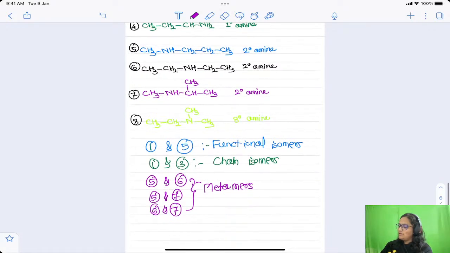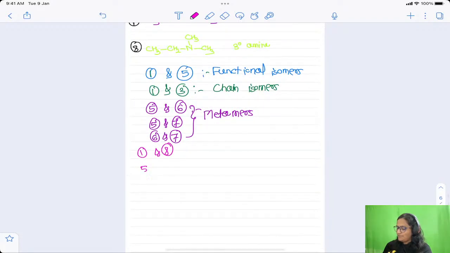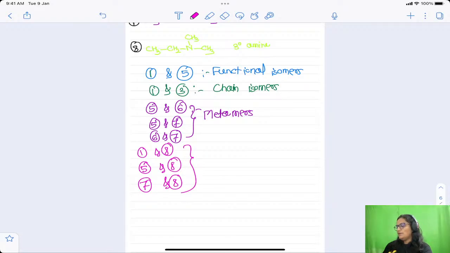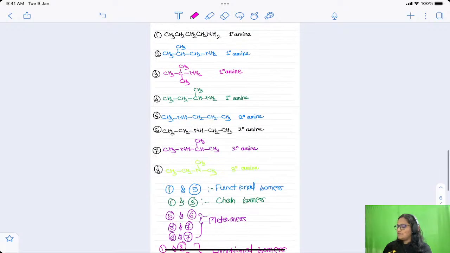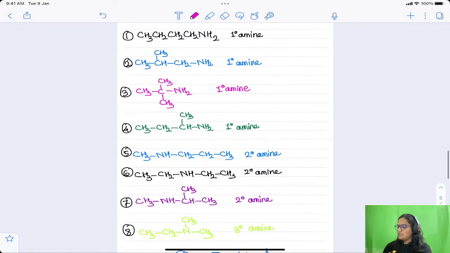If they ask about the relationship between, for example, structure 1 and 8, or structure 5 and 8, or structure 7 and 8. In this, the functional group is different. 1 contains a primary amine, 5 and 7 contain a secondary amine, 8 contains a tertiary amine. Therefore, these are the functional isomers of each other, right? So this is how we can write down different structures for different isomers in detail.